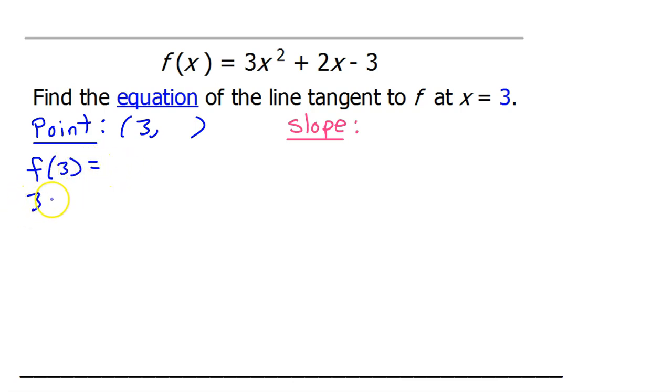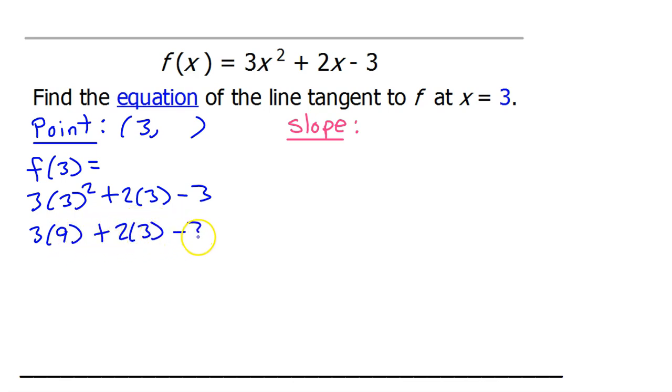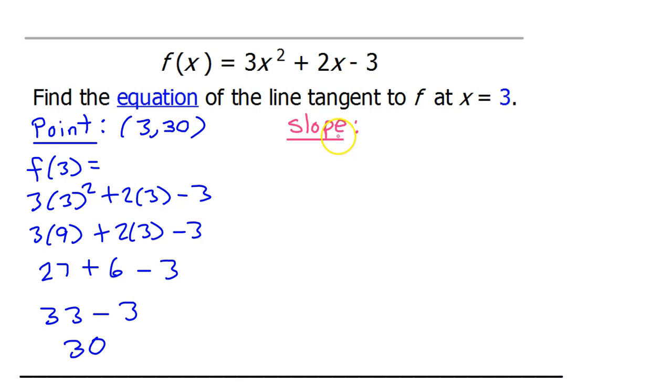So that's just going to be 3 times 3 squared plus 2 times 3 minus 3. Let's see, that's 3 times 9 plus 2 times 3 minus 3. That's 27 plus 6 minus 3. That is 33 minus 3, which is 30. So the point we were looking for is 3 comma 30. Now we need to find the slope at x equals 3. In other words, f prime at 3.